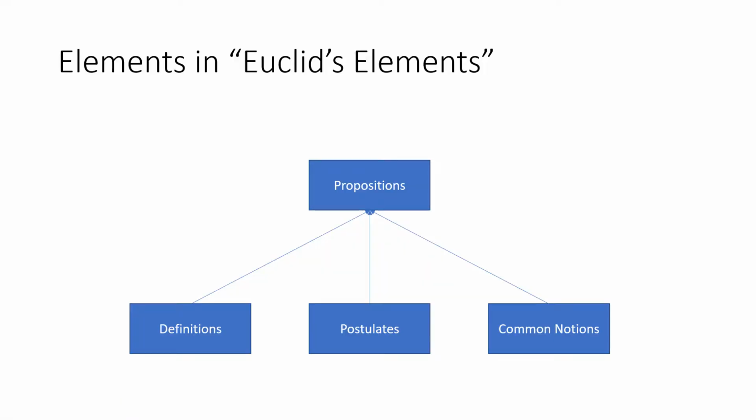There are some terms in Euclid's Elements. We have definitions; there are 23 definitions. We have postulates; there are 5 postulates, and we have 5 common notions as well. Through these definitions, postulates, and common notions, we can derive a lot of propositions. And once you prove a proposition, you can use it to prove further propositions. Don't worry about these terms. We will introduce them one by one in the next slides.